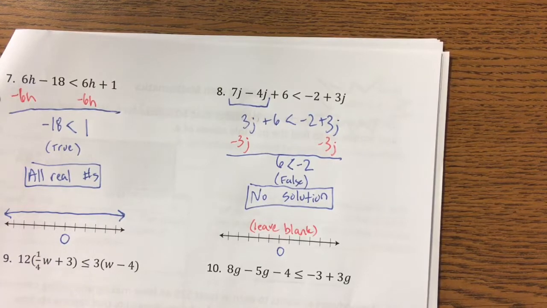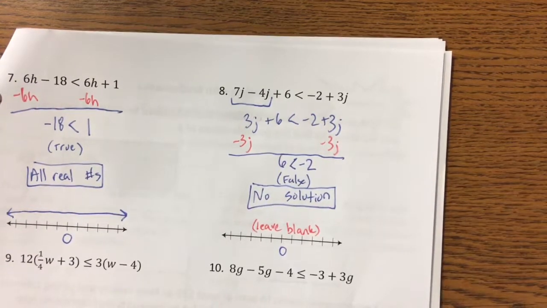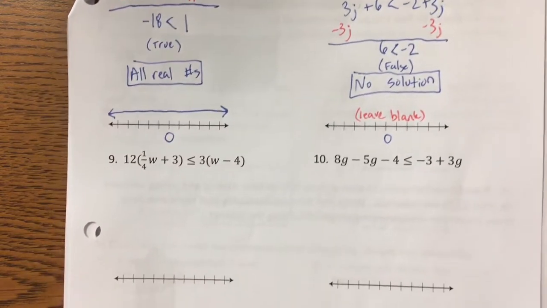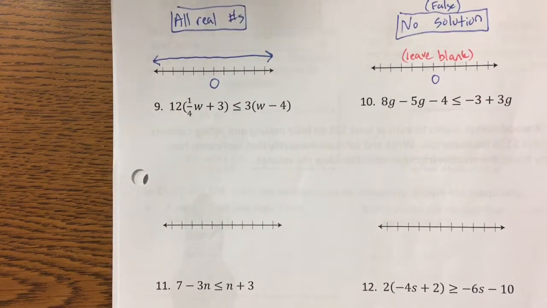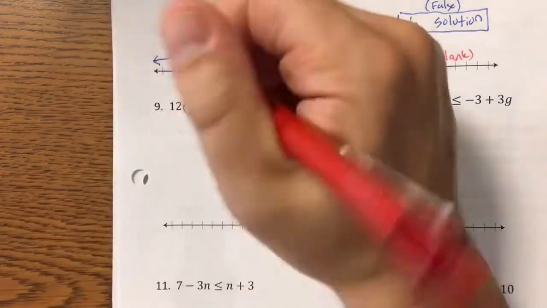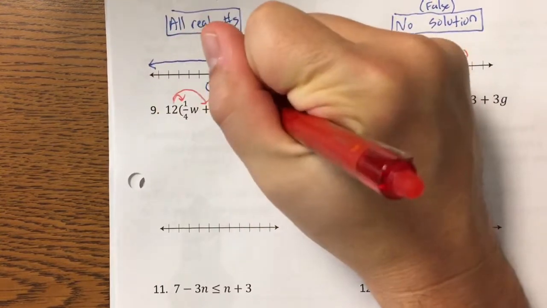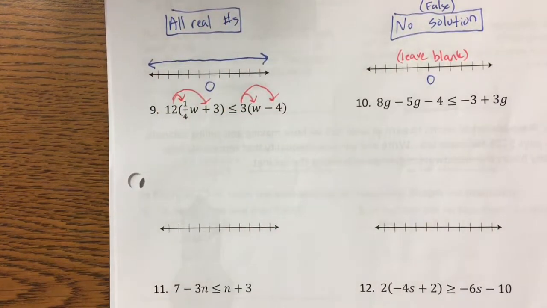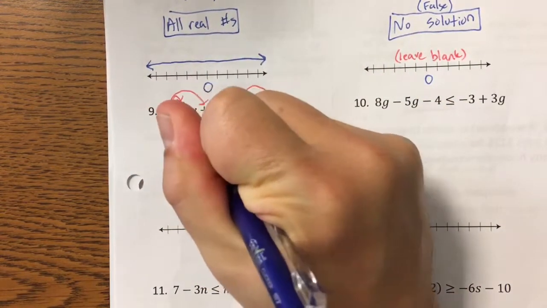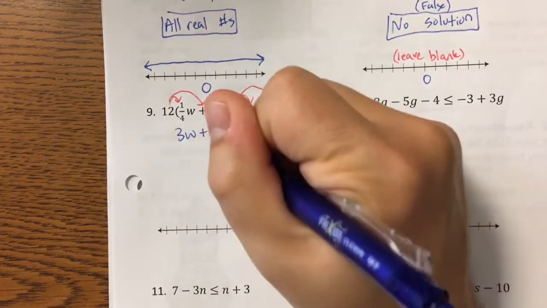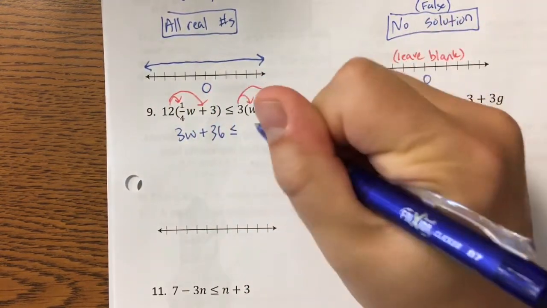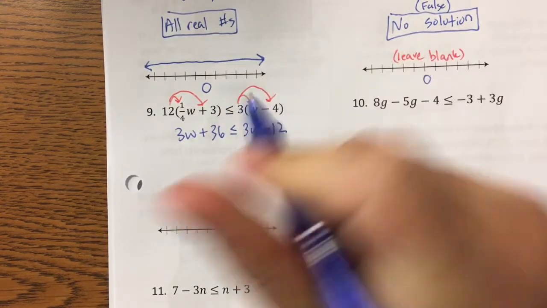So these last few are kind of putting everything together. These are about as complicated as the inequalities we're going to have to solve. Let's run through these that have distributive property, variables on both sides, undoing. They've got everything, so a smorgasbord of steps. We'll start by distributing. All right, 12 times 1/4. If you're not sure, use a calculator, but it's 3w plus 12 times 3 is 36, is less than or equal to 3w minus 12.